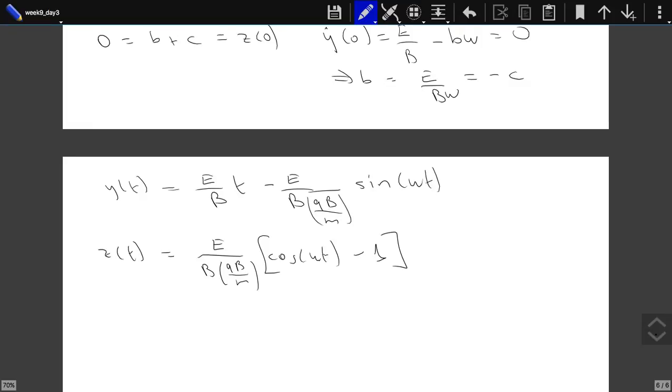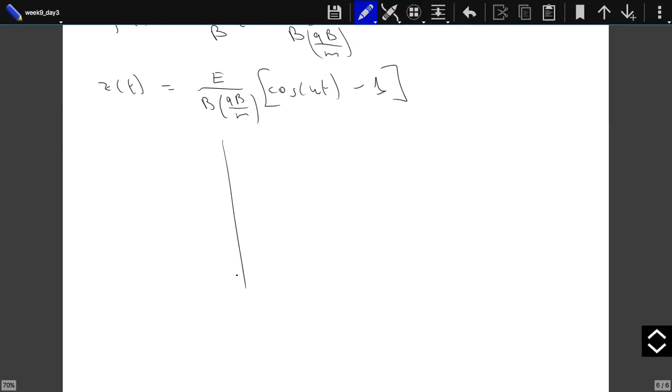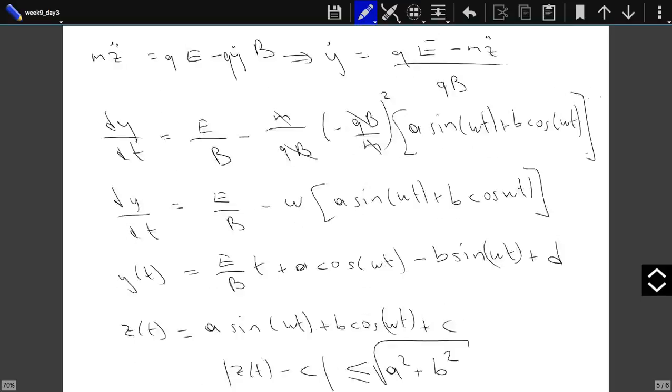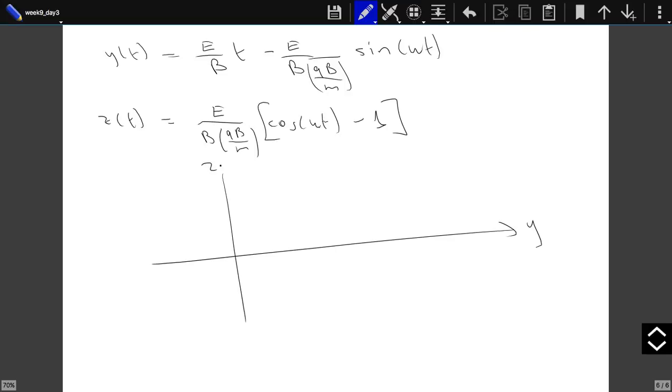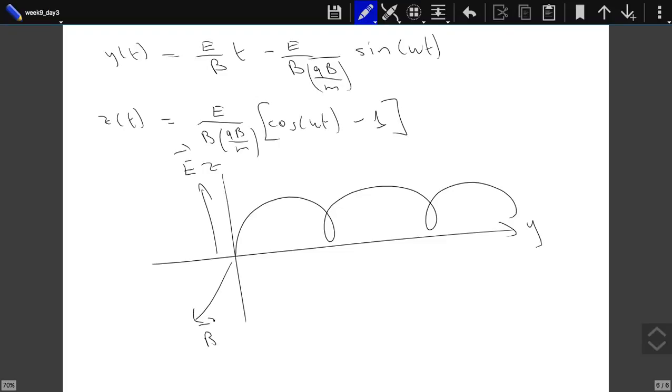So basically it makes a circle around this point, which moves with linear velocity. So the motion will look something like this. This is y, this is z. This will be the motion. And remember, this is the direction of the electric field, and this is the direction of the magnetic field. So the electric field is increasing its velocity. It is giving it a velocity. The magnetic field rotates the velocity up to this point.